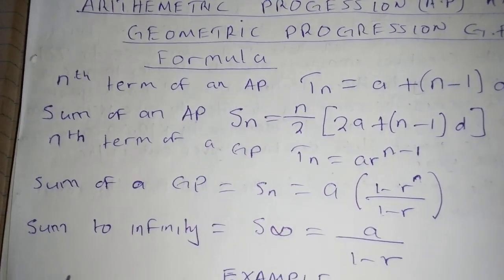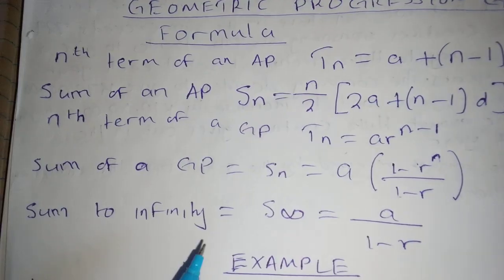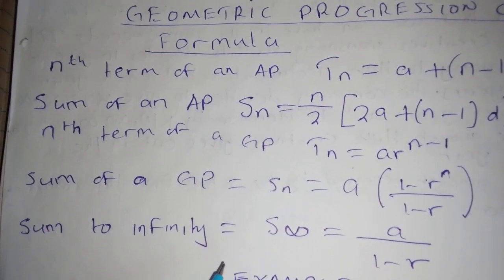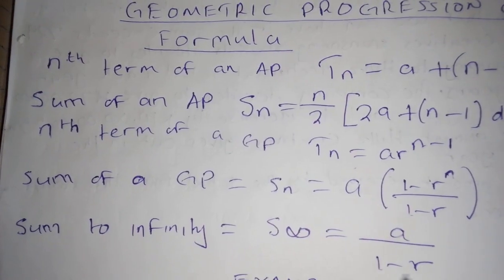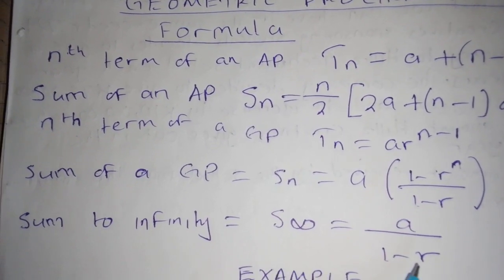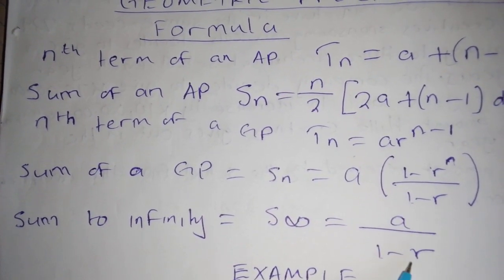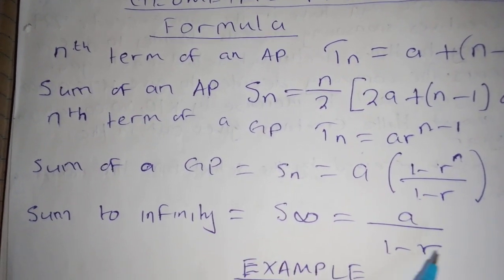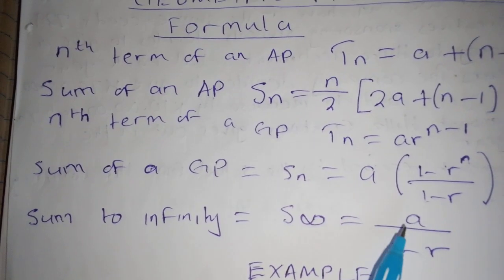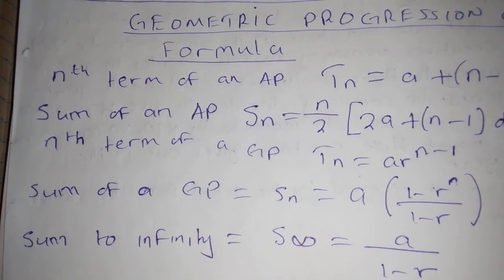Then you go to the sum to infinity. The sum to infinity is equal to a/(1 - r). For this one, r is always after the negative sign, not in front. It's always after the negative sign. So the formula is just a/(1 - r).